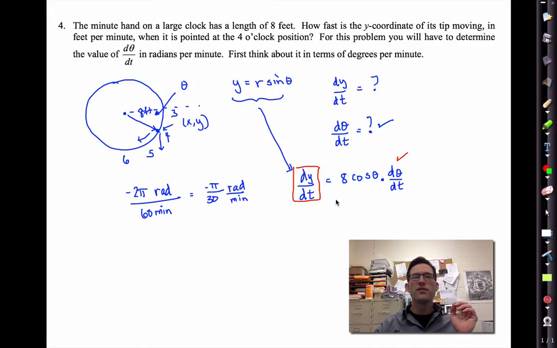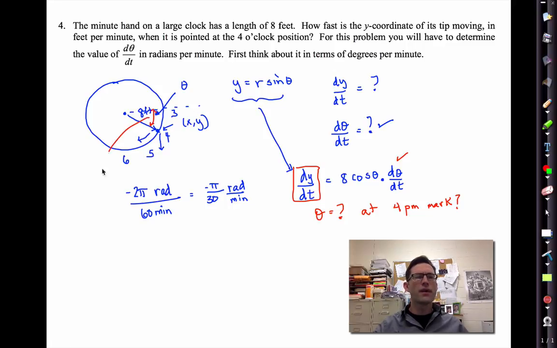We know dθ/dt, but what is θ? What is θ at the 4 p.m. mark? I want you to think about that a little bit. What's cosine θ there? Think about that. All right, let's take a look. This is a bit tricky because you really have to think about what this angle is.